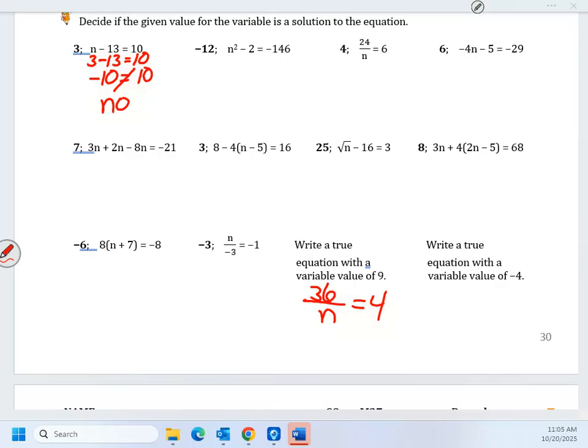Okay, if you're looking at the next one, write a true equation with, when it says true equation, it means that it works. So write a true equation with a variable value of -4. So you write out an equation using -4 in the equation, and it equals something else. Then erase the -4 and put your n. Okay.